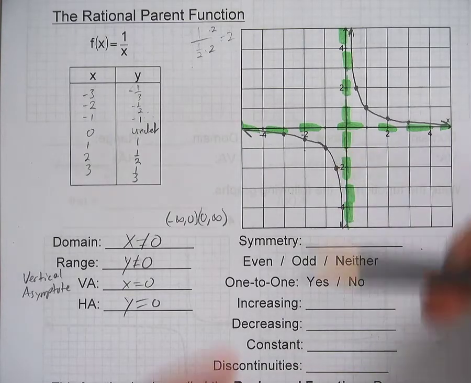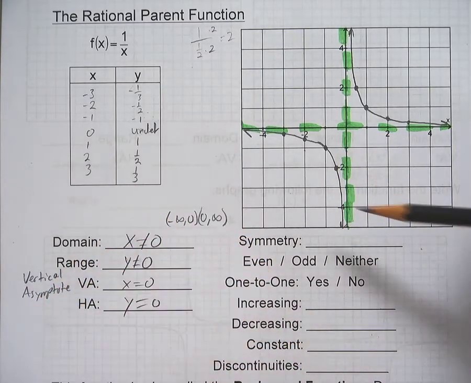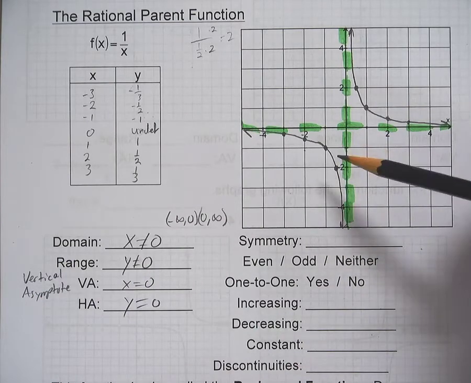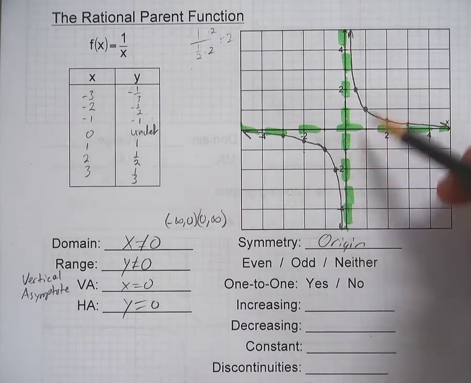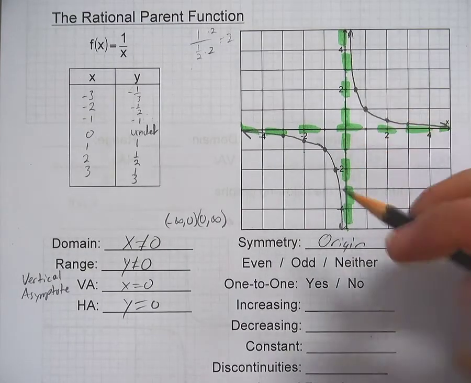Symmetry. Even, odd, or neither. Right? That's what this is coming up against. So it looks to me like we have an origin symmetry. Alright, origin symmetry means that this is going to be an odd function.